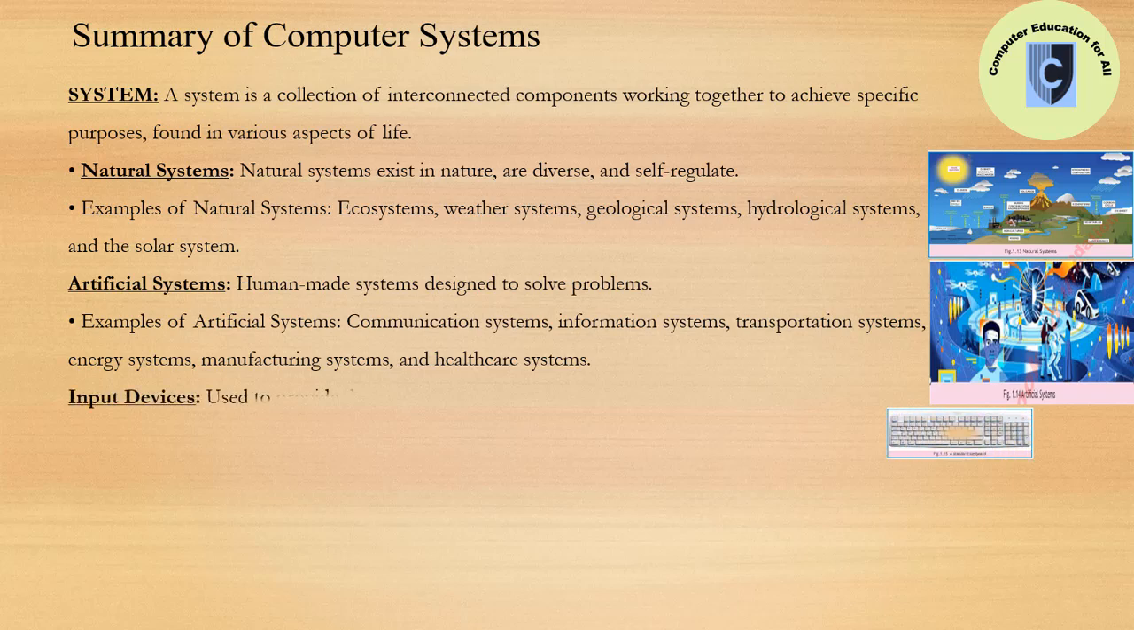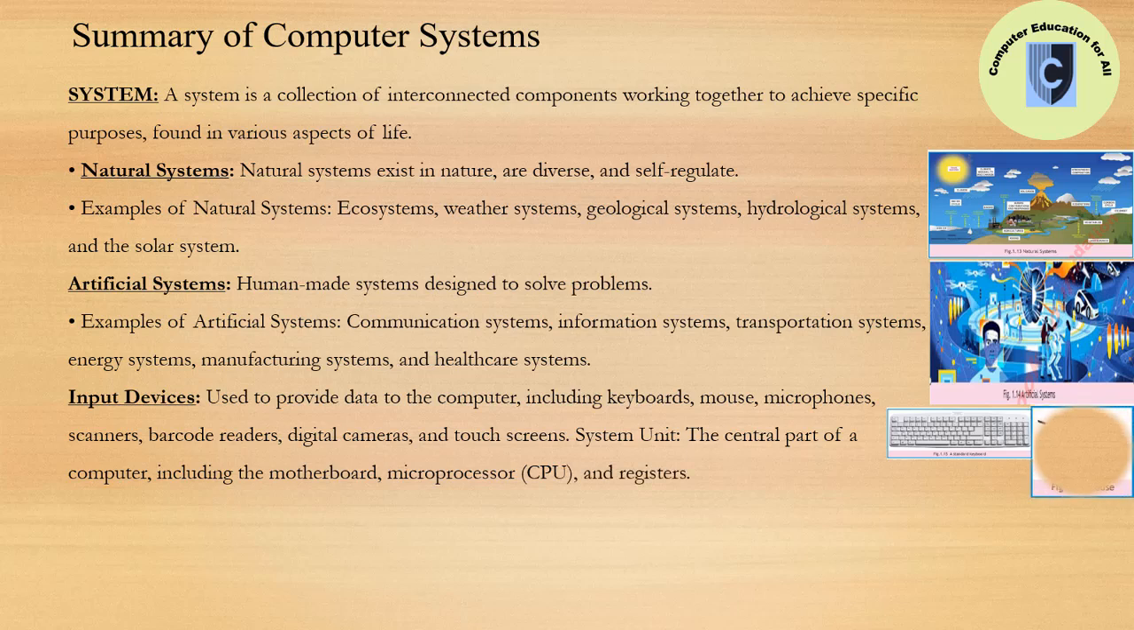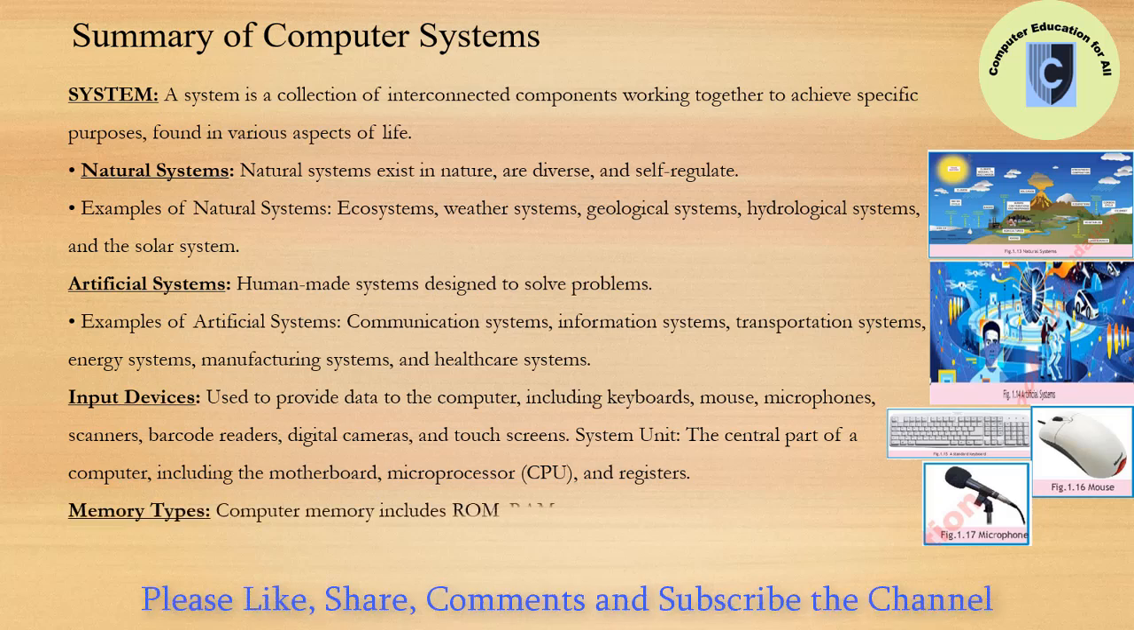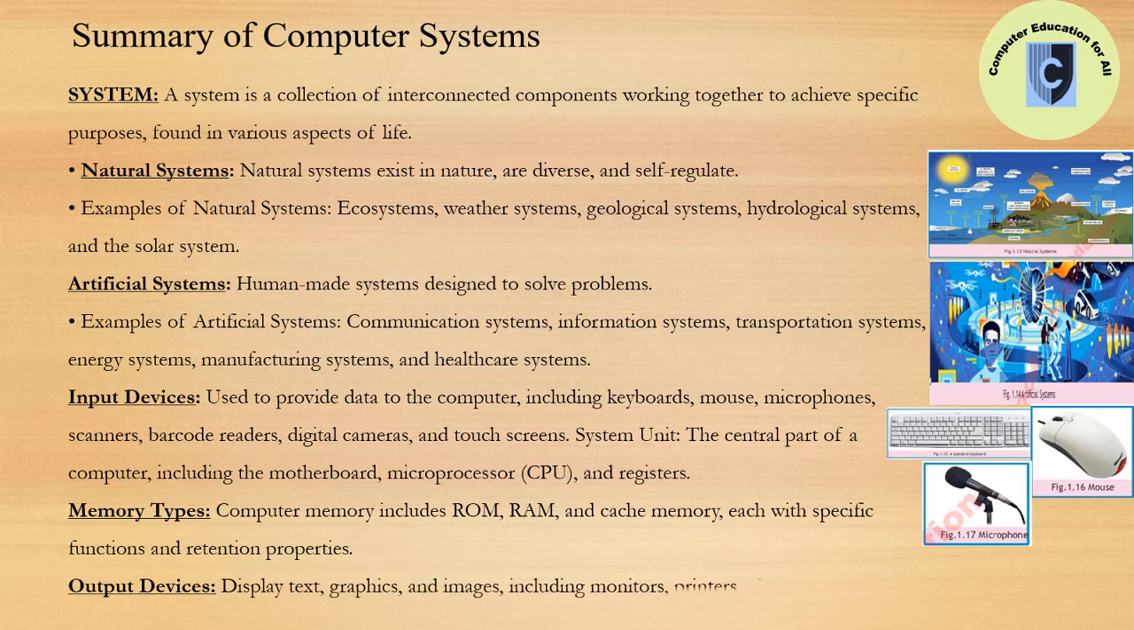Input devices are used to provide data to the computer, including keyboards, mice, microphones, scanners, barcode readers, digital cameras, and touch screens. System unit, the central part of a computer, including the motherboard, microprocessor, CPU, and registers. Memory types. Computer memory includes ROM, RAM, and cache memory, each with specific functions and retention properties. Output devices display text, graphics, and images, including monitors, printers, plotters, and speakers.